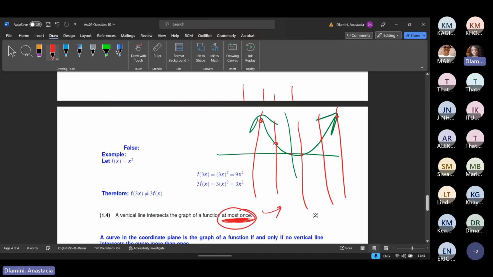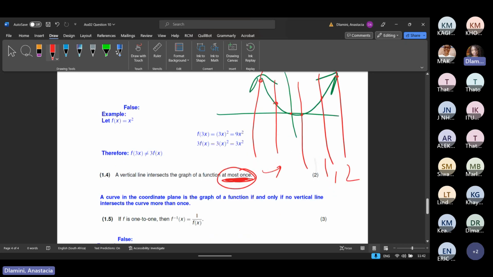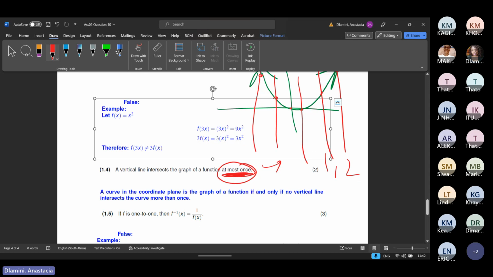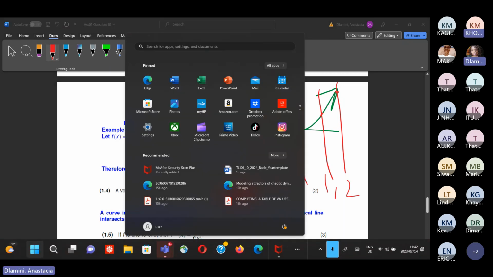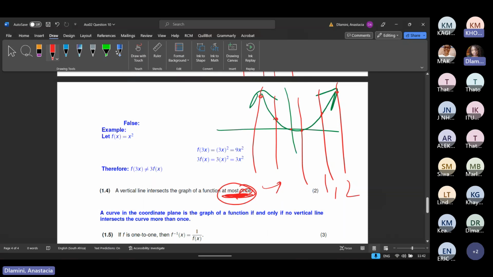Once you say at least, you are wrong because you mean that it cuts it once, it cuts it twice, and it cuts it three times, which is incorrect. So this statement is true. Are we all sorted now? Guys, are you still there? Yes, ma'am. Thank you.